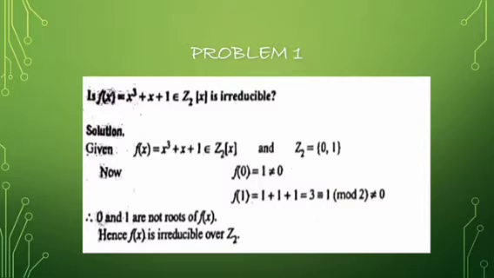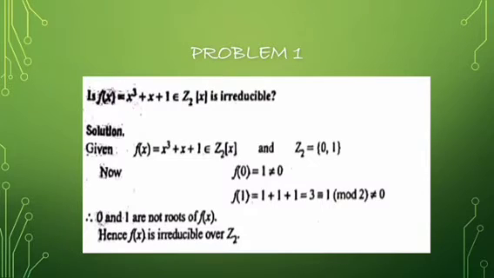And the second number is 1. Substituting 1 over here, I get 1 plus 1 plus 1. So the answer is 3. So 3 is greater than 2, so I can divide 3 by 2. The congruence modulo here, the remainder will be 1, which is not equal to 0. So in both cases, for both the elements, I'm getting the remainder as non-zero.